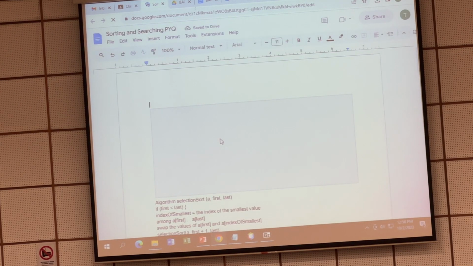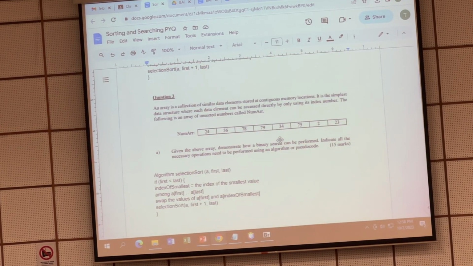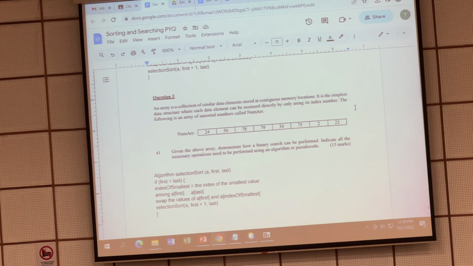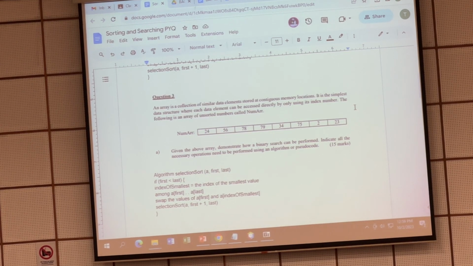Maybe we can check some old questions. Alright, so here, this question. An array is given. Using the above array, demonstrate how a binary search can be performed, indicating all the necessary operations needed to be performed using an algorithm or pseudocode. Now, binary search can be performed only on sorted data. Is this data sorted? Right, it's not sorted.